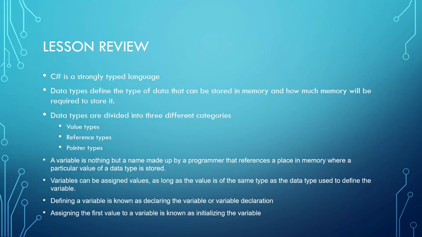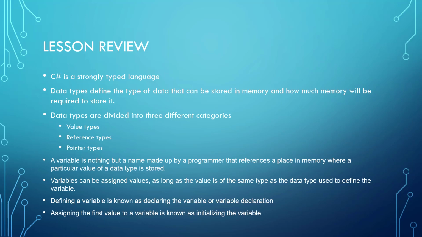Lesson review. So in this lesson, we learned that C# is a strongly typed language. We also learned that data types define the type of data that can be stored in memory and how much memory will be required to store it, because we know how many bits are required in order to store those particular values. So data types are divided into 3 different categories: value types, reference types, and pointer types. Again, pointer types are more of an advanced concept, and we'll get into those later.